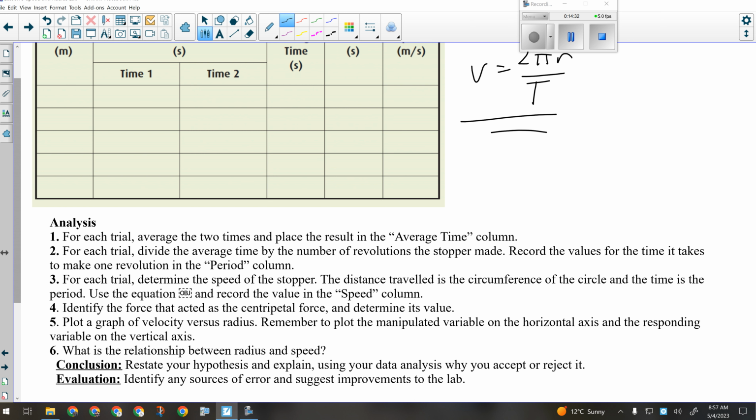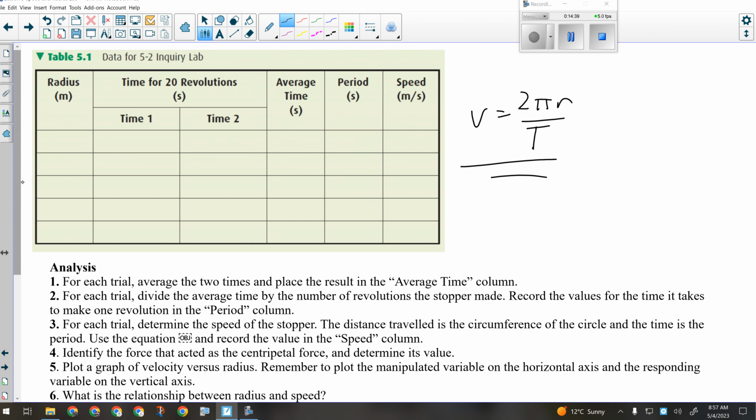All right, so the radii are 20, 30, 40, 50, 60. Do those radii and you are good. So 2 trials for each one, average them. It shouldn't take too long once you get the technique down. Just make sure you've got lots of room.